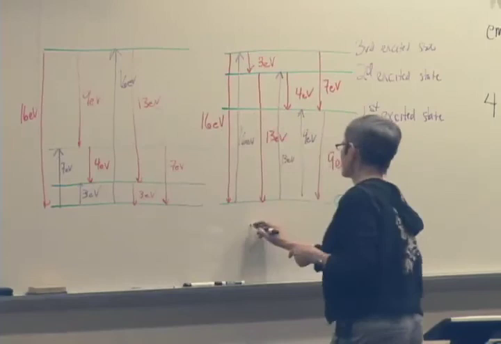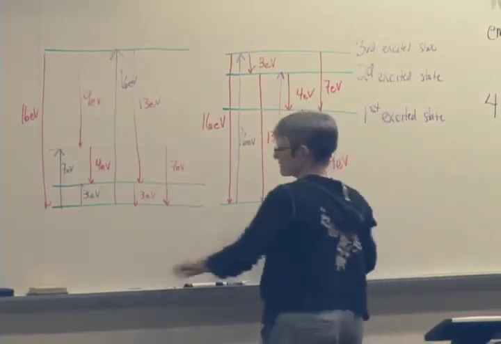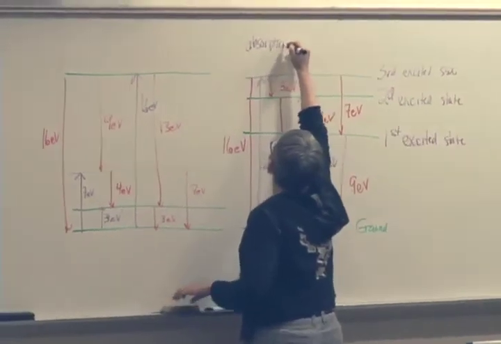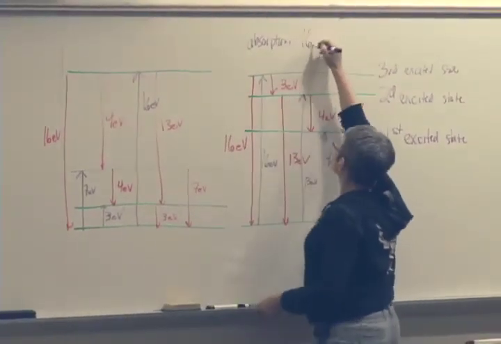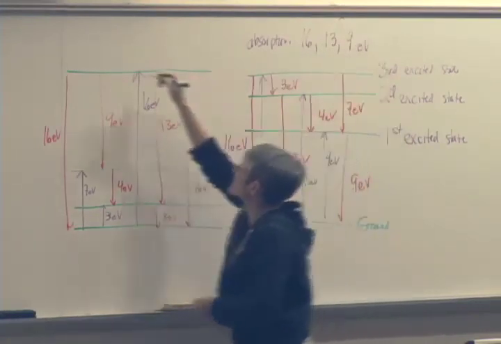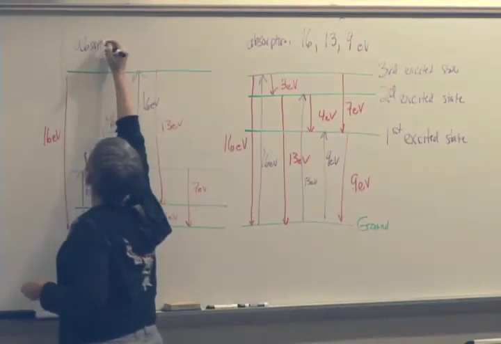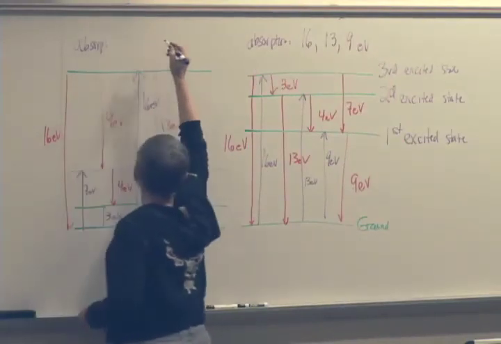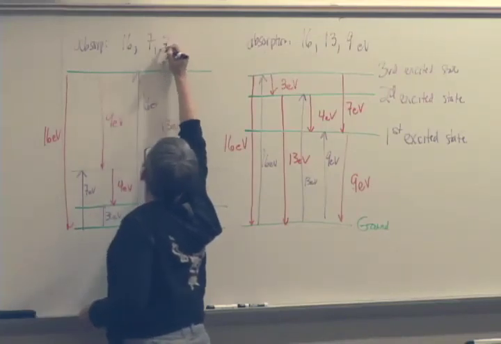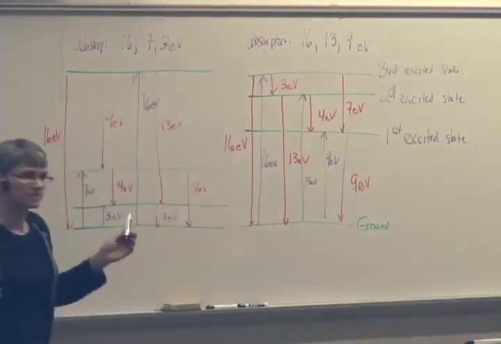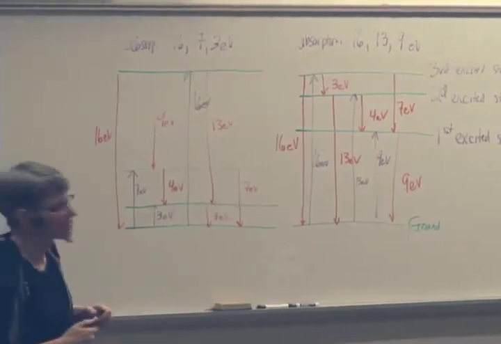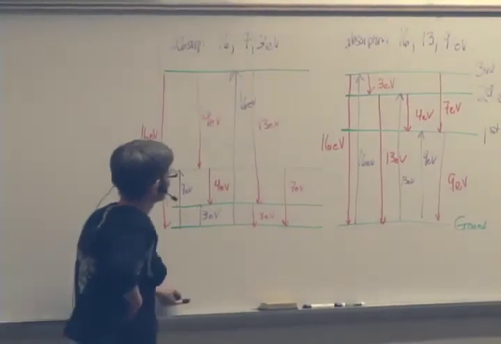So for absorption, I'll write it up here. This one would absorb 16, 13, and 9 eV, whereas this one would absorb 16, 7, and 3 eV. So an absorption experiment could tell us which of these schemes was correct.